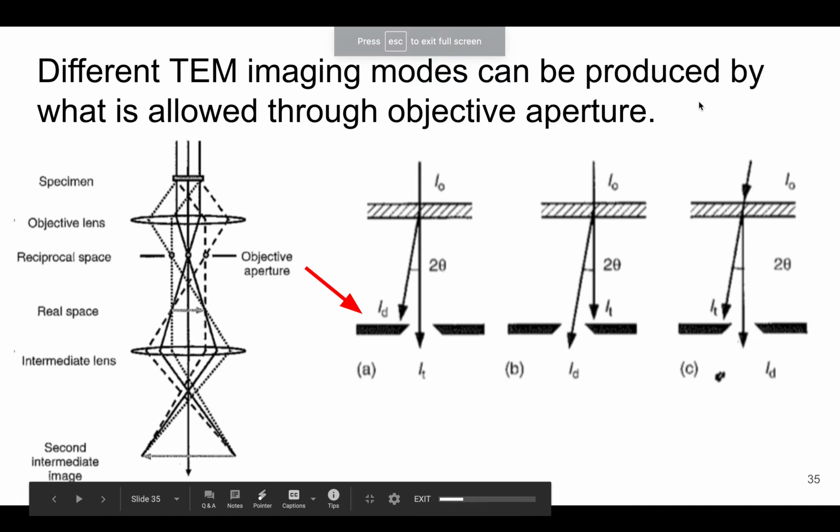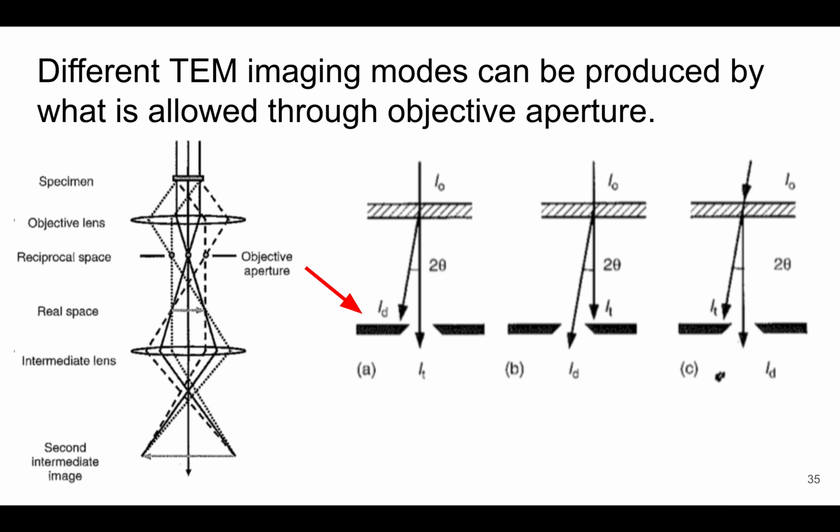All right, so now that we've had some time to look at contrast and how that's generated in TEM, I want to look at some different imaging modes that we have in TEM. This is all going to be dependent on this objective aperture. This dictates what section of the beam is allowed to go through and what is not. And we already saw some examples of this in the previous section.